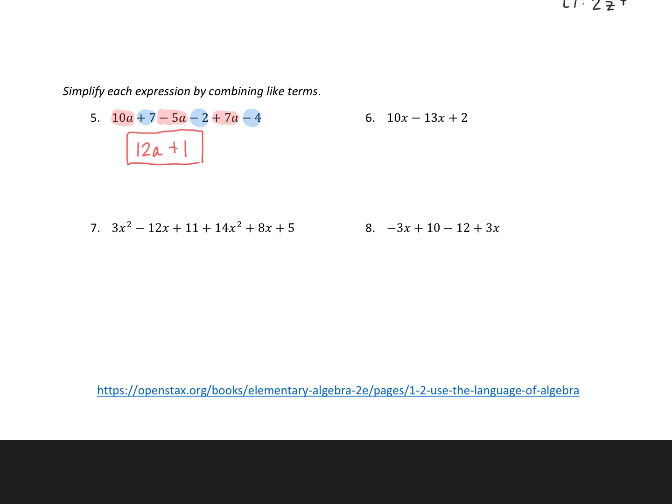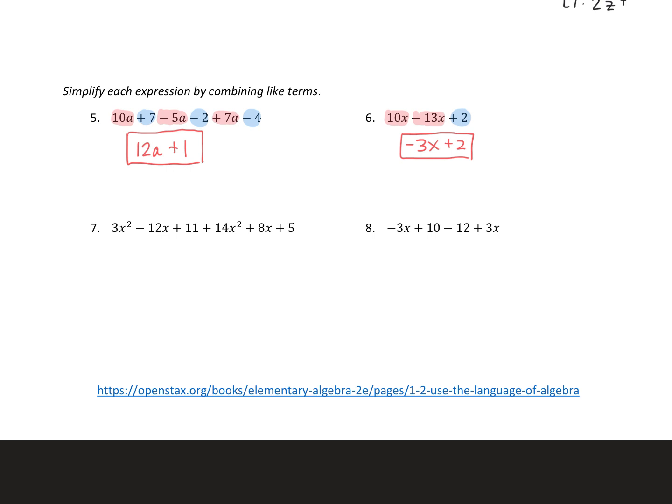All right, number 6. We have 10x and we have a negative 13x. And then the 2 is a constant. That's the only one that's like that. So we can combine our like terms. 10x minus 13x is negative 3x. And then bring down the plus 2 because there's no like terms for that. And that's it.